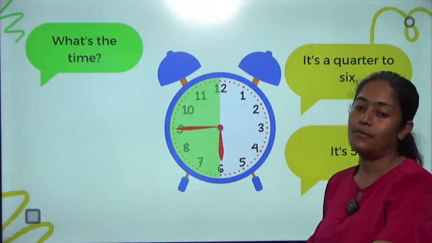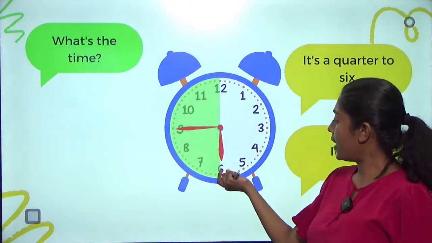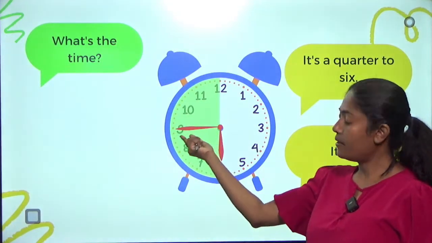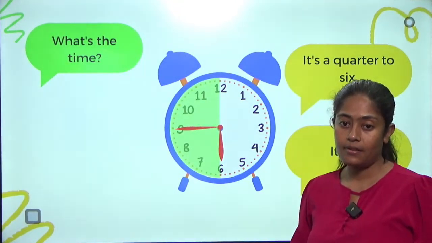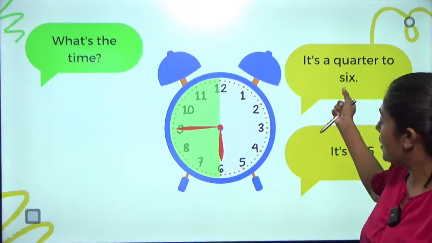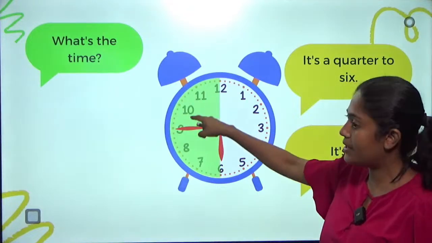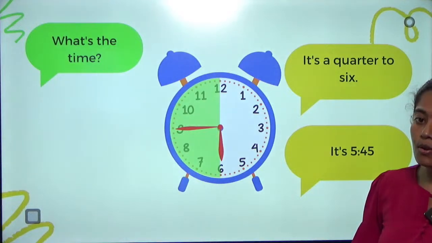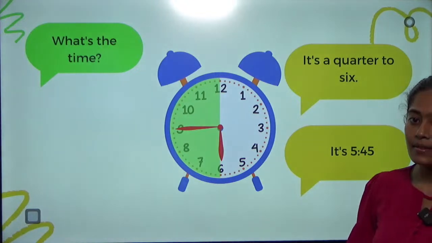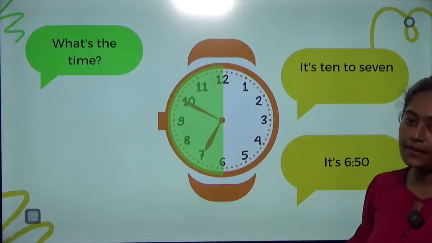Now, here. Now what happened? Here our hour hand pointed to 6 and the minute hand pointed to 9. So we can say one way it is 5:45. Quarter means now here 15 minutes is there. So we can say it's 5:45 or quarter to 6. Right? Okay. Yes. This one.